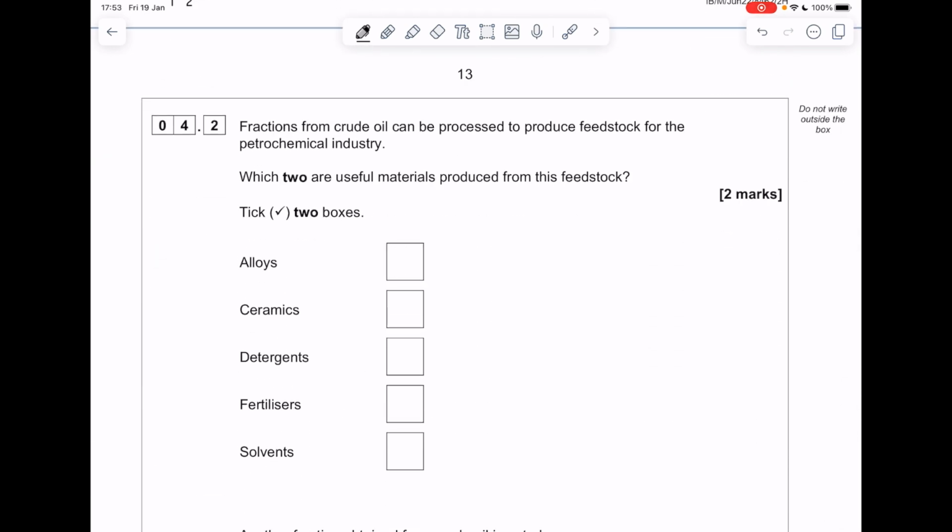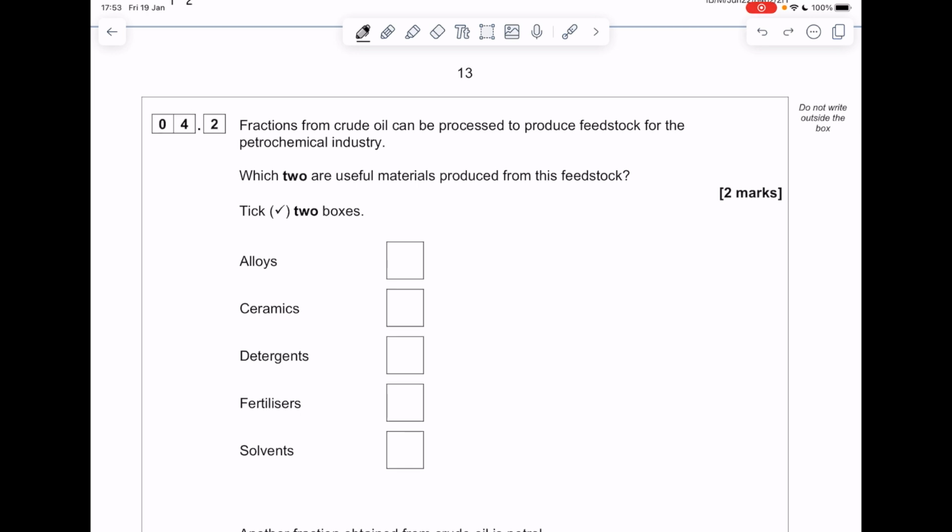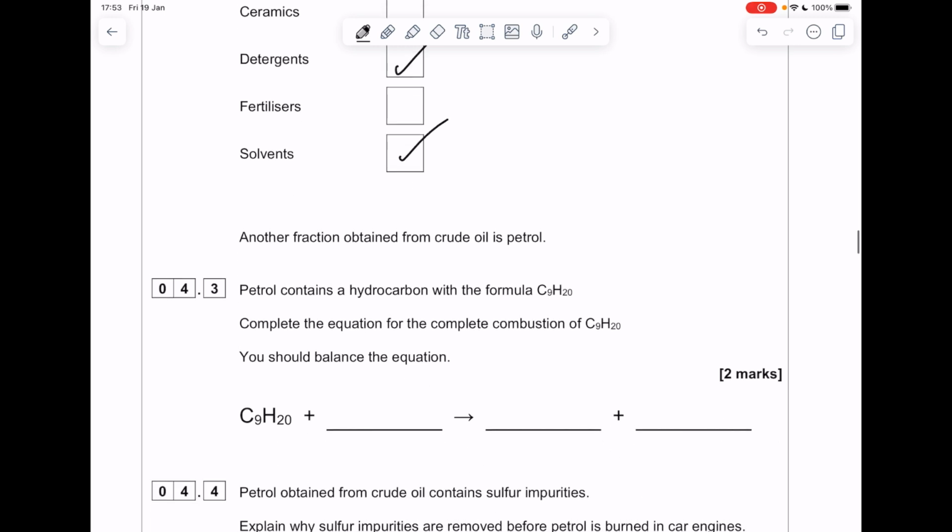Fractions from crude oil can be processed to produce feedstock for the petrochemical industry. Which two are useful materials produced from this feedstock? Again, something to just learn off by heart. It's detergents and solvents. Another fraction obtained from crude oil is petrol. Petrol contains a hydrocarbon with the formula CnH20. Complete the equation for the complete combustion of CnH20.